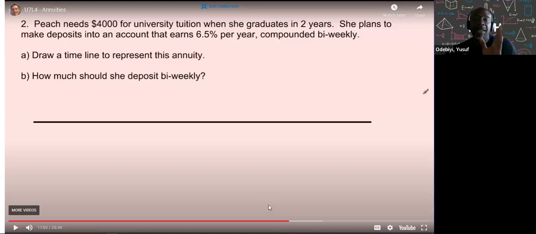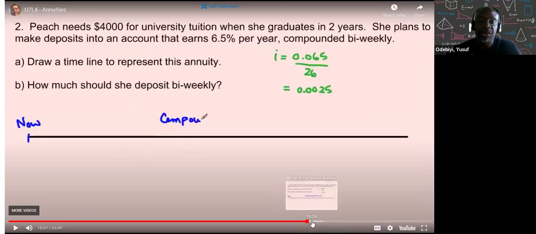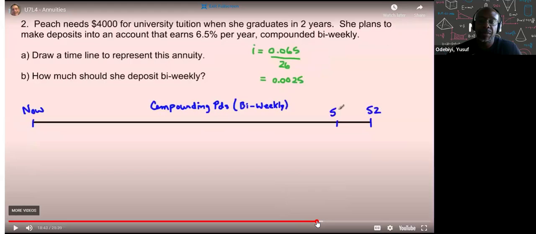I'm going to step through and not play the video because we don't have time, but let's look at it. There you go, our interest divided by 26, like I said. That's going to be our interest. It's showing you the timeline. It's compounded bi-weekly, so the interest is being earned on whatever she deposits, which we don't know yet.